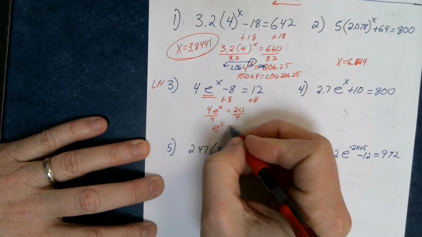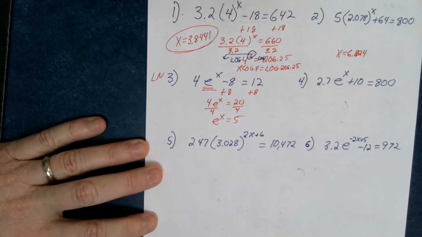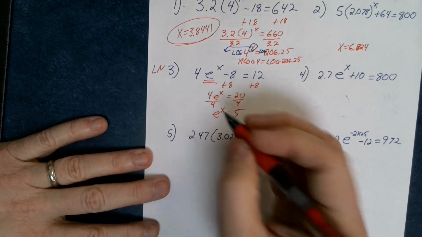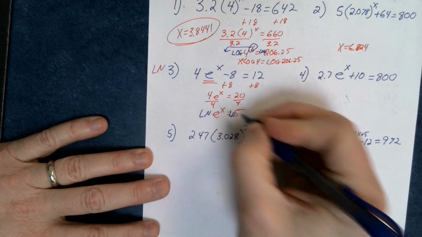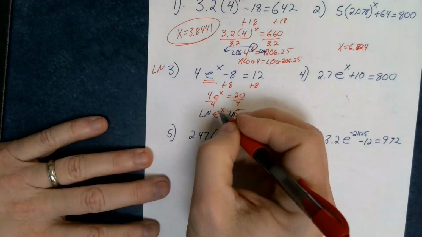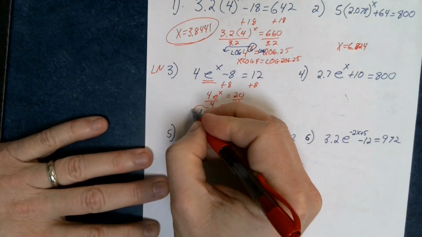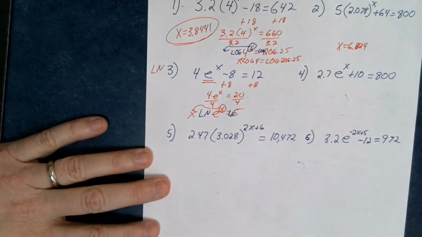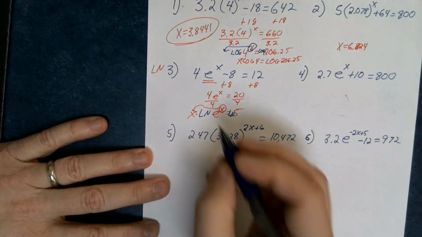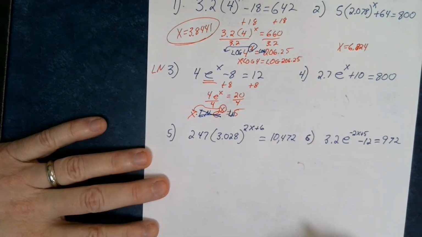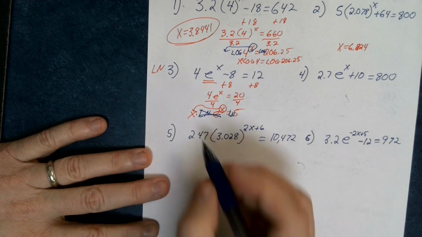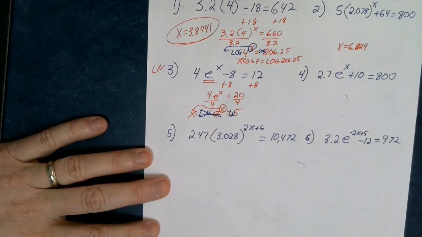E to the x equals 5. And it's at that point right now that I'm going to go ahead and natural log both sides. As soon as I do that, my x can take the log ride down and make it x times the natural log of e. We learned yesterday that the natural log of e is 1. So 1 times x is just x. So x is equal to the natural log of 5.